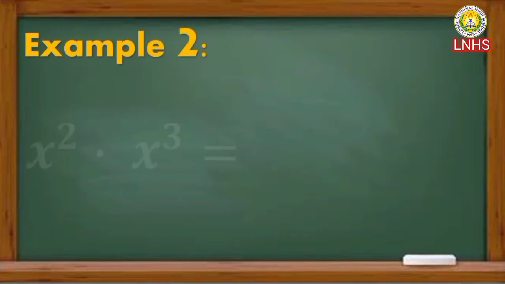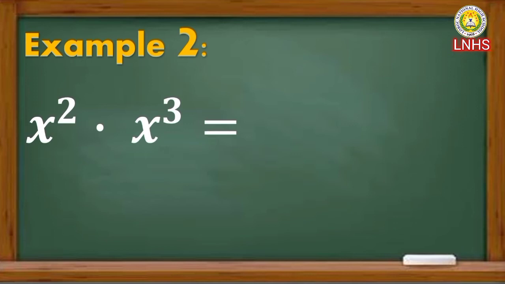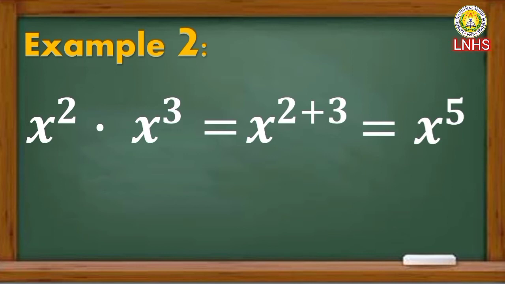Example number 2. x raised to the power of 2 times x raised to the power of 3 is equal to, copy the base x and add the exponents, 2 plus 3. Then it is equal to x raised to the power of 5.